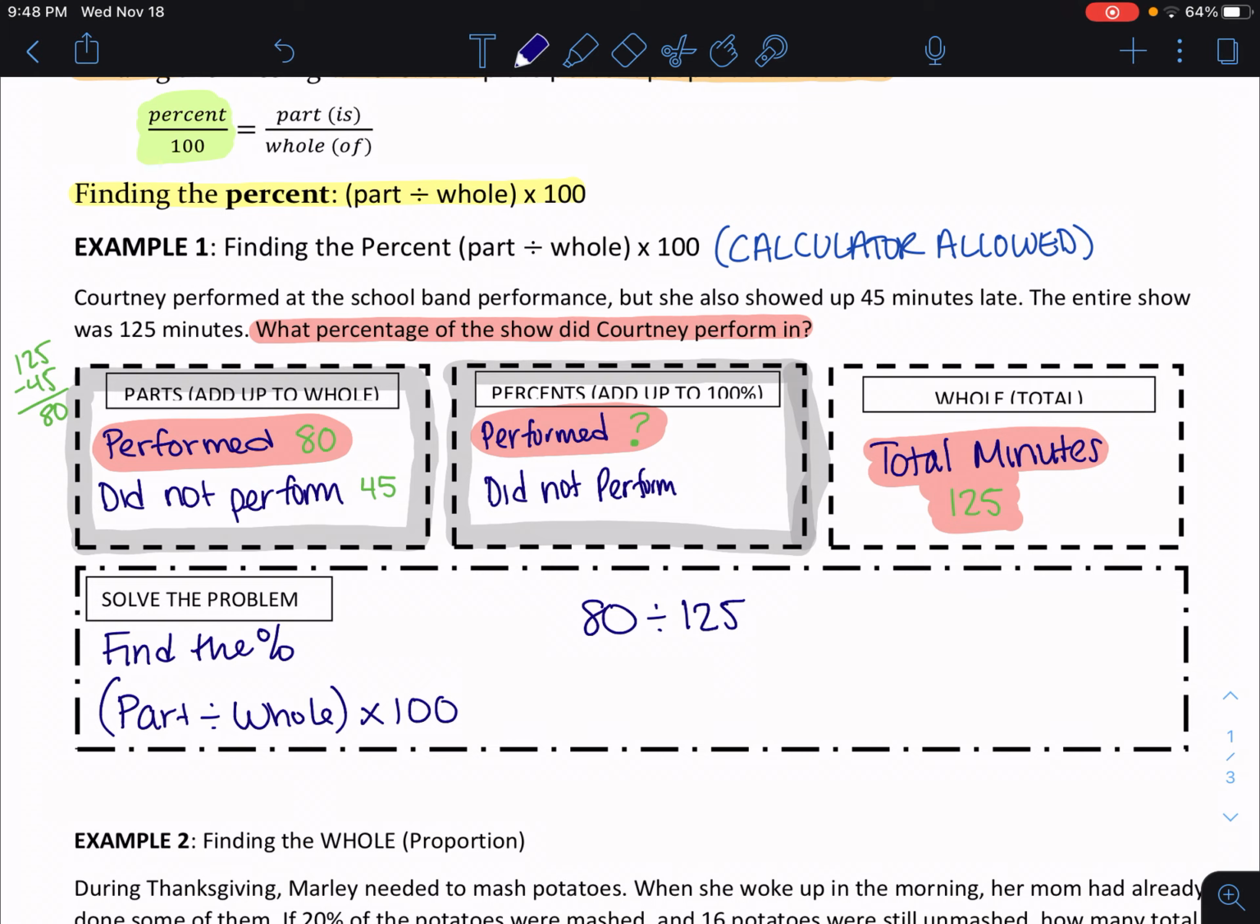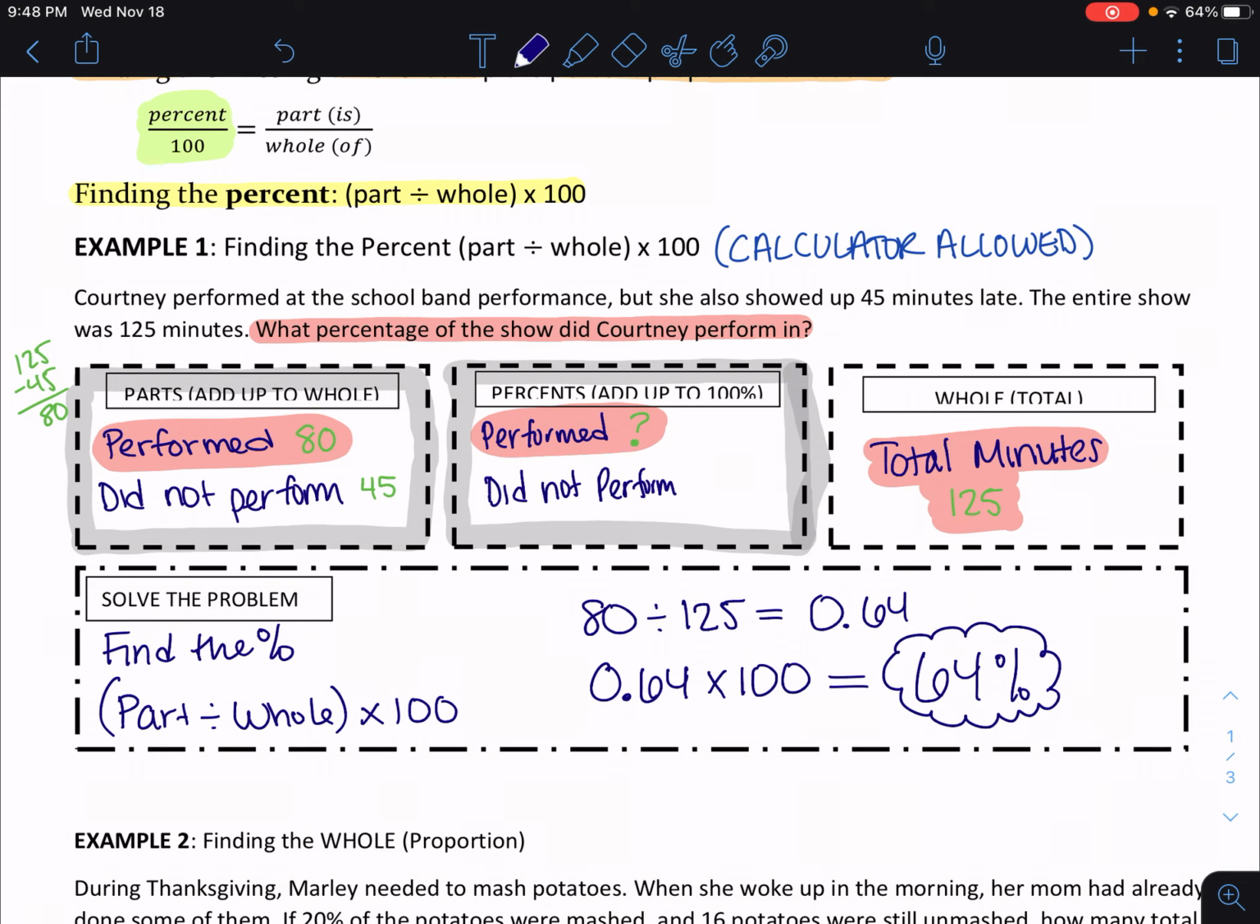Okay, remember you can show this and then you may use your calculator. So 80 divided by 125 is 0.64. And then I'm going to take that 0.64 and I'm going to multiply by 100. 0.64 multiplied by 100 gives me 64%. So this is finding the percent. I did part divided by whole times 100, and I got 64%.